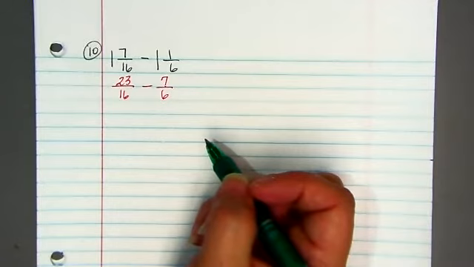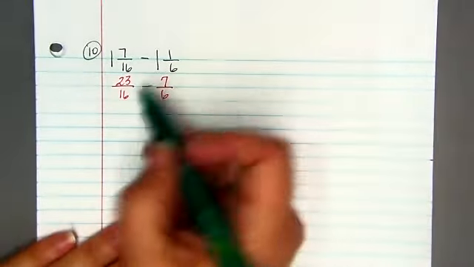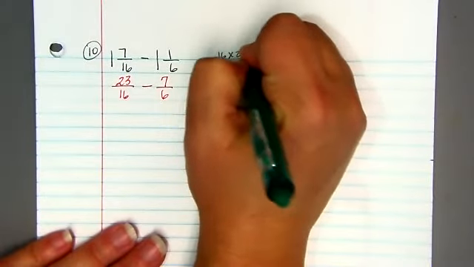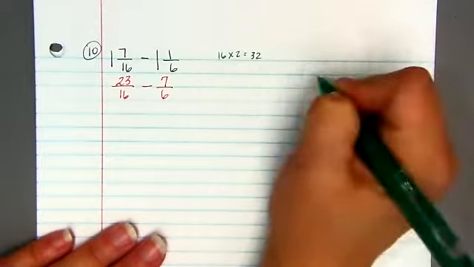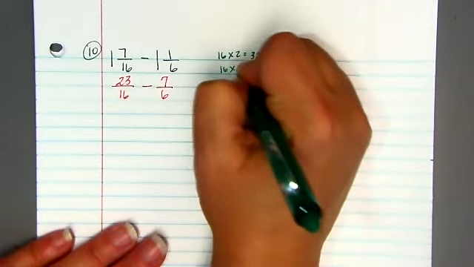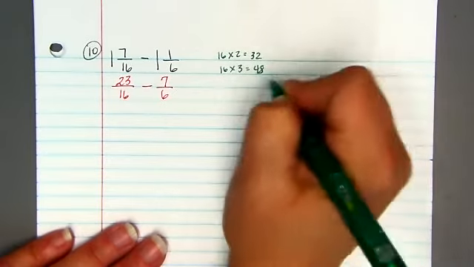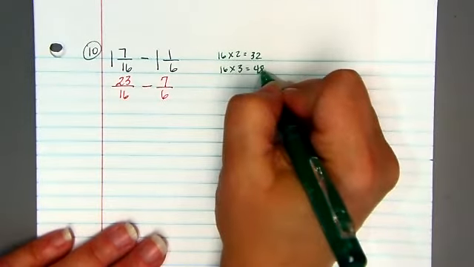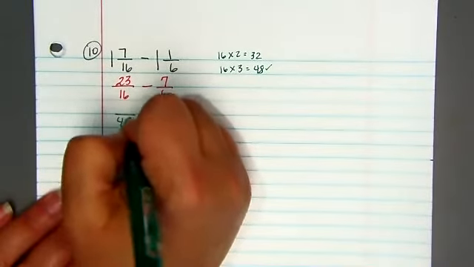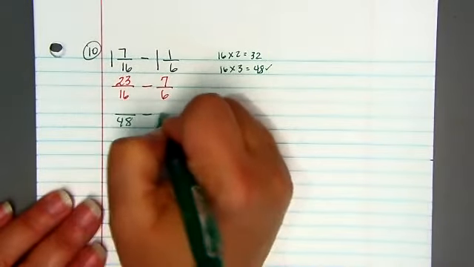I'm going to be perfectly honest, I don't know one right now, so I'm going to have to sit here and think. I'm going to look at the bigger one. 16 times 2 gives me 32. 6 does not go into 32 evenly. So I'm going to do 16 times 3, that gives me 48. Ah, 6 does go into 48, so this one will work. So I'm now going to have a common denominator of 48.